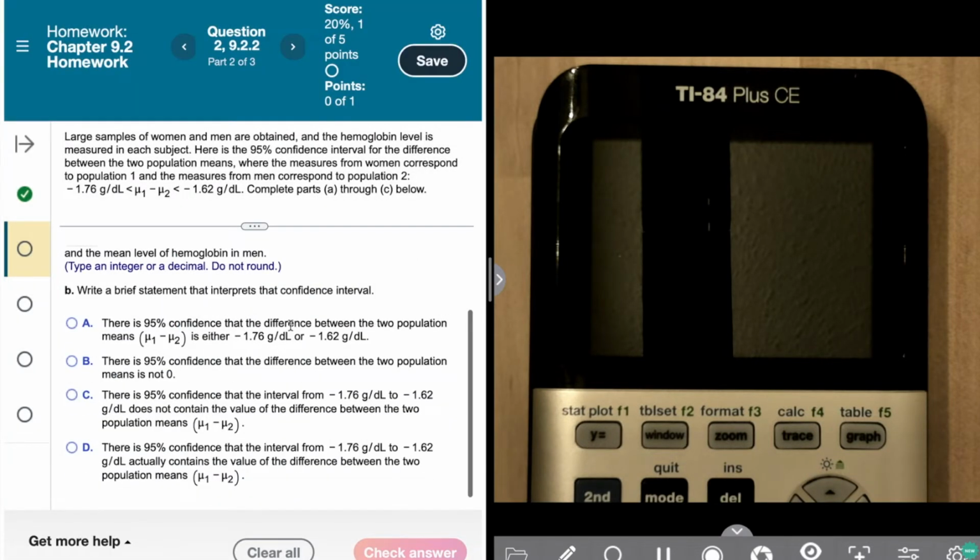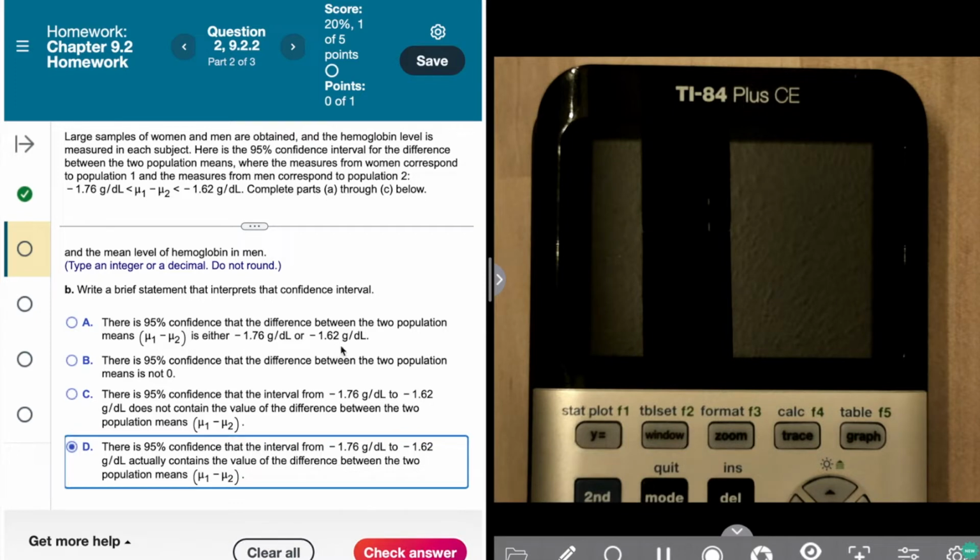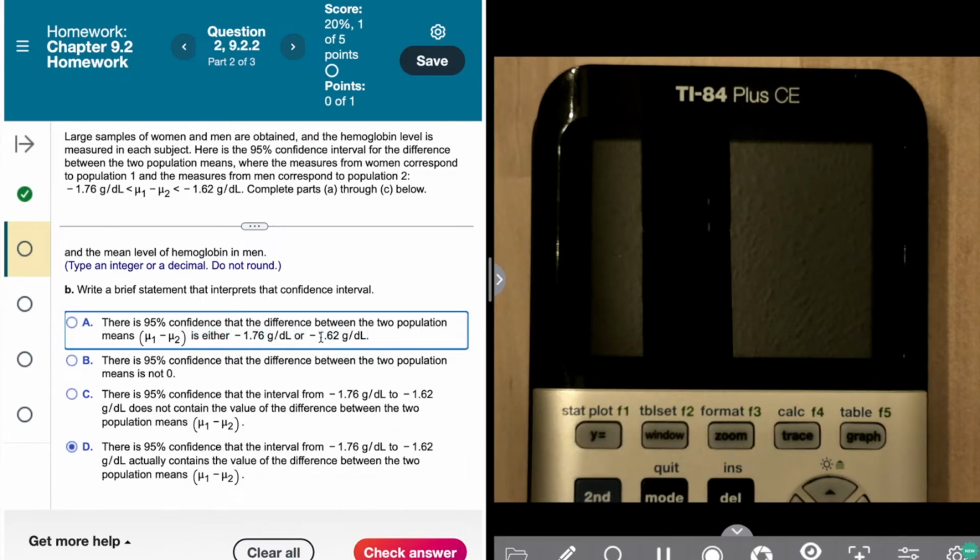Great. All right, write a brief statement that interprets the confidence interval. We're 95% confident that the difference between the two population means is either those values. No. 95% confident that the interval, there we go, looks like D. So why is it not A? Because we're not there to say what the value is exactly. It's not either the lower bound or the upper bound. It could be anything in between those bounds. So we're never going to say exactly what it is.